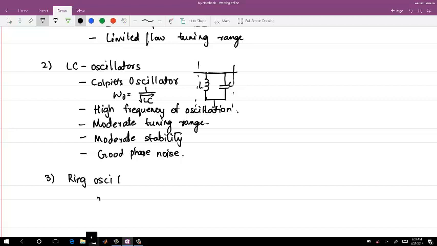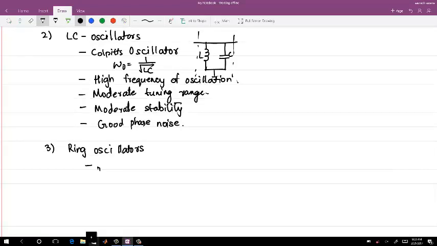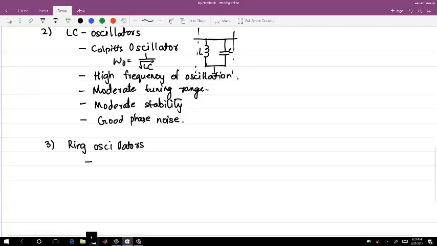Then the third type of oscillators are your ring oscillators, which are based on negative feedback. LC oscillators are also based on negative feedback. Ring oscillators are mostly based on the delay in the loop. So let me show you.